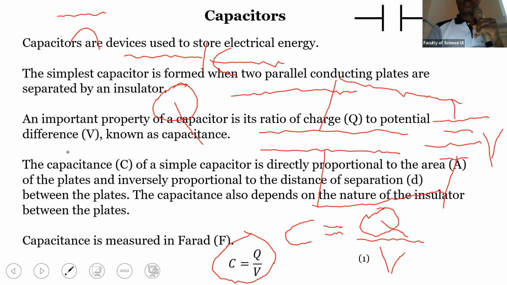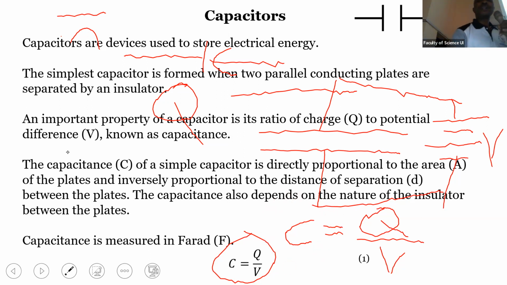So that's about the relationship between capacitance, charge stored, and the potential difference across the capacitor. But there are still some other things that define these capacitors.